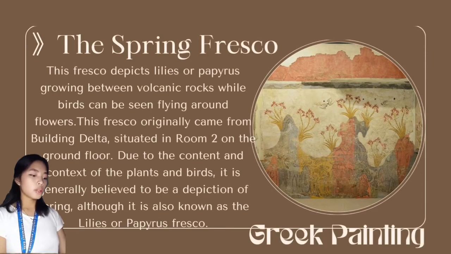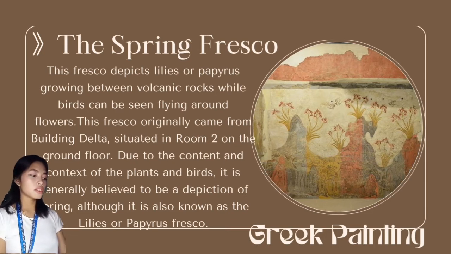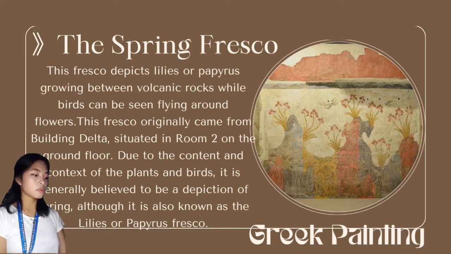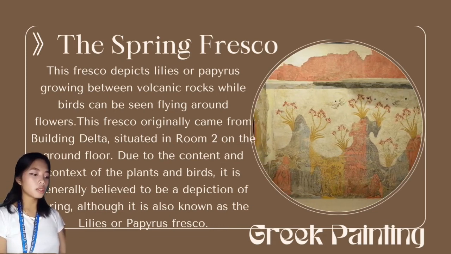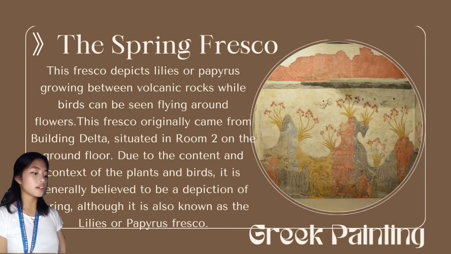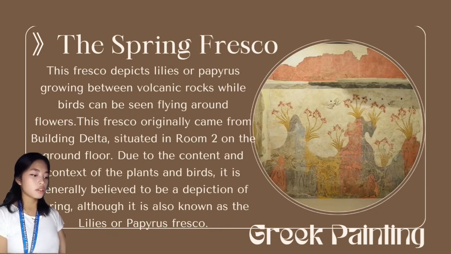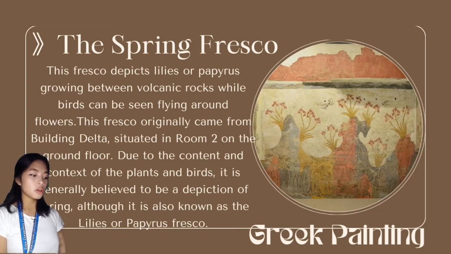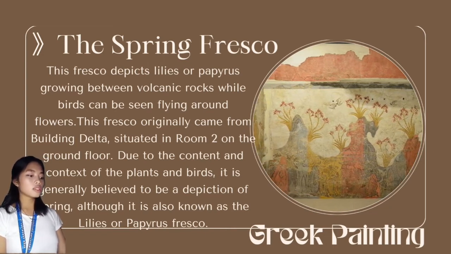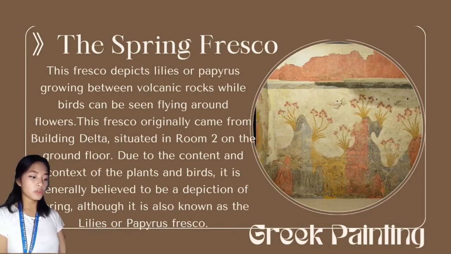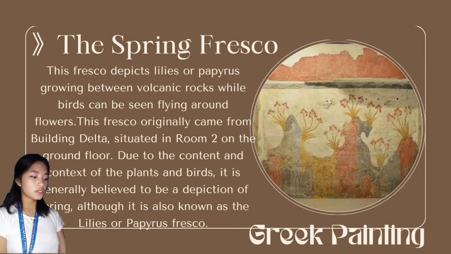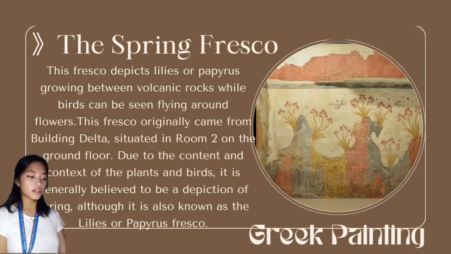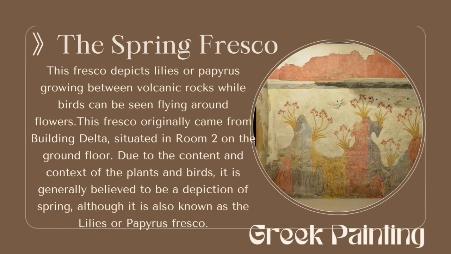The example for the Greek painting is the Spring Fresco. This fresco depicts lilies of papyrus growing between volcanic cracks while birds can be seen flying around flowers. This fresco originally came from Building Delta, situated in Room 2 on the ground floor. Due to the content and context of the plants and birds, it is generally believed to be a depiction of spring, although it is also known as the lilies of papyrus fresco.